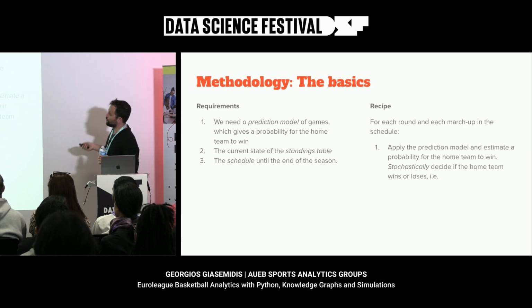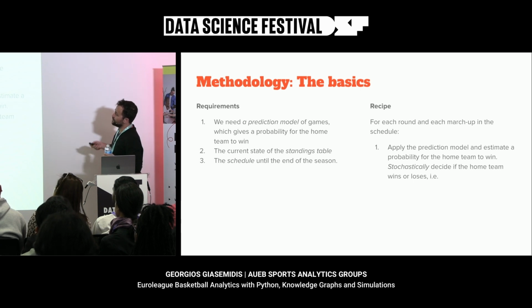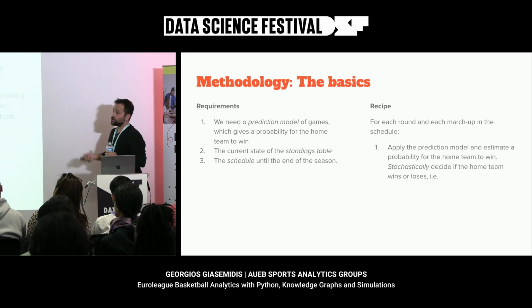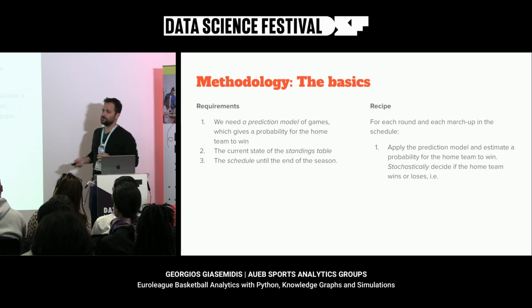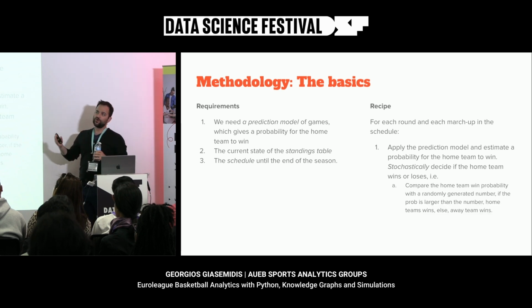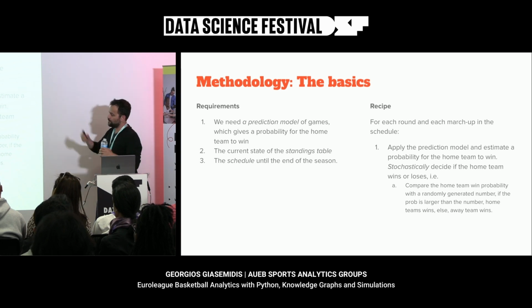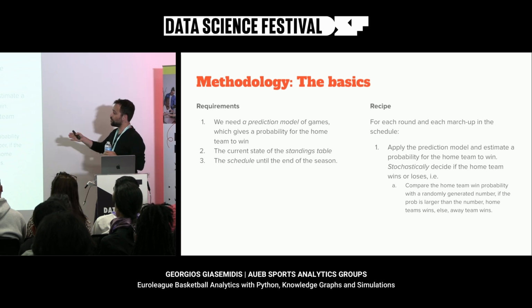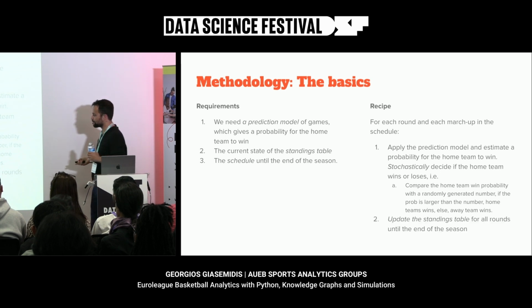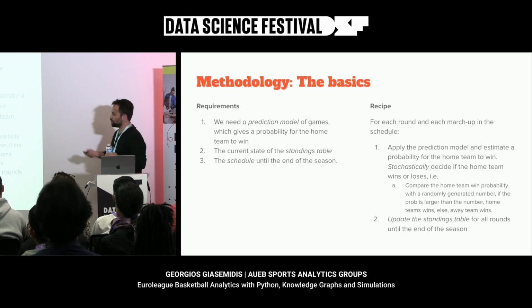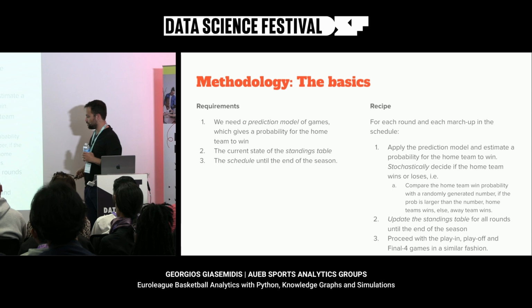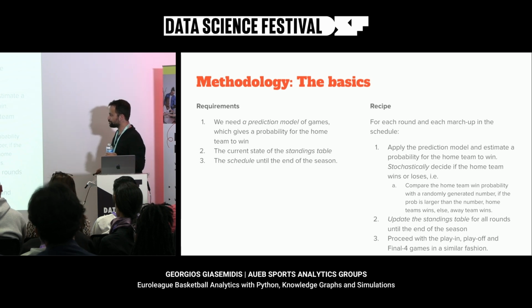This is the recipe for each round and each matchup. In the schedule, we apply the prediction model to estimate the probability for the home team to win, then stochastically decide if the home team wins or loses. That means, let's say the probability of the home team to win is 0.7. We draw a number from a uniform distribution. Let's say this number is 0.5. If it's less than 0.7, then the home team wins. Otherwise, it loses. And we repeat that. We update the standings table for all rounds until the end of the season, and until the final 4 and all games until the very end.